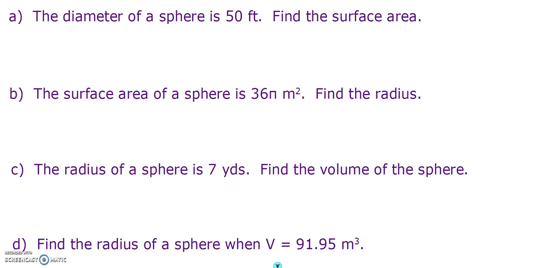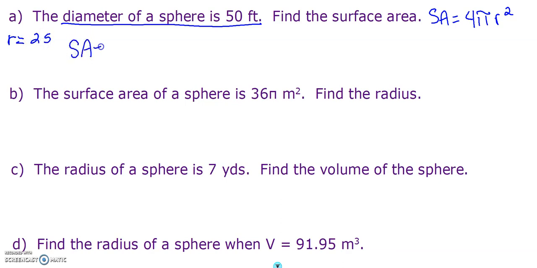Okay, in this video we're going to take a look at our U-try problems for volume and surface area of a sphere. So this says find the surface area. I know my surface area formula is 4 pi r squared, but they tell me the diameter of the sphere is 50. In order to find the radius, I just cut my diameter in half, so my radius will be 25. So I'll go ahead and plug that in.